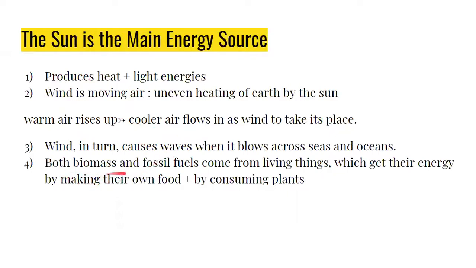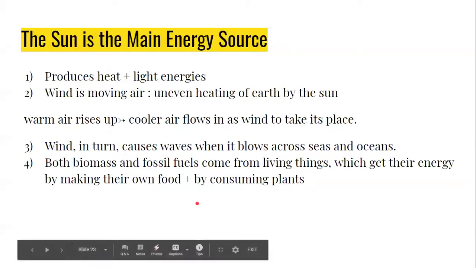Then we have biomass and fossil fuels, which come from living things. We all know that these two things produce energy, and they can be traced back to living things, and living things can be traced back to the sun, because plants depend on the light energy of the sun to produce food, which can be eaten by other animals and can be used by the plant itself. So we know that all the energy basically comes from the sun.